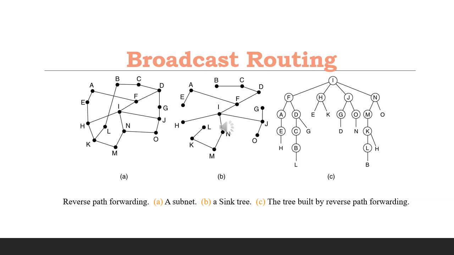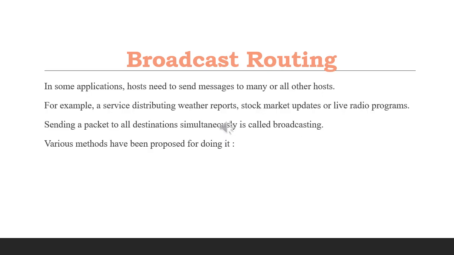Broadcast routing. We have reverse path forwarding, a subnet, a sink tree, the tree built by reverse path forwarding. Broadcast routing: in some applications, hosts need to send messages to many or all other hosts. For example, a service distributing weather reports, stock market updates, or live radio programs. Sending a packet to all destinations simultaneously is called broadcasting. Various methods have been proposed for doing it.